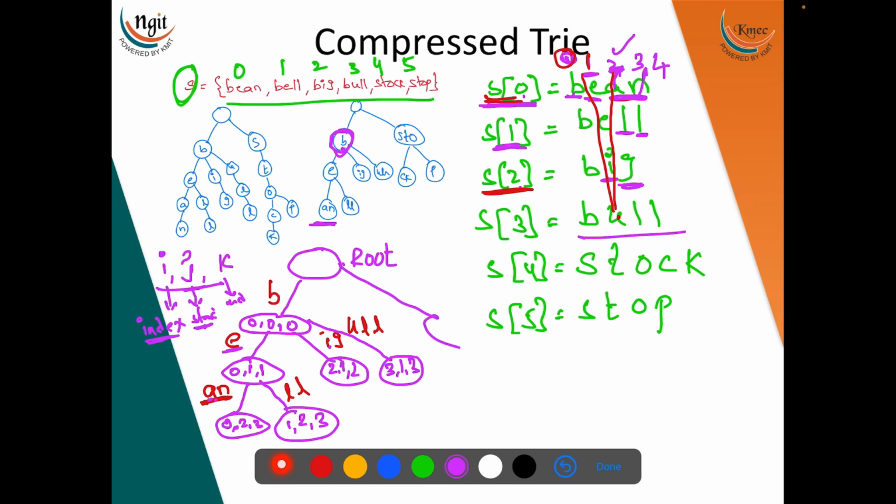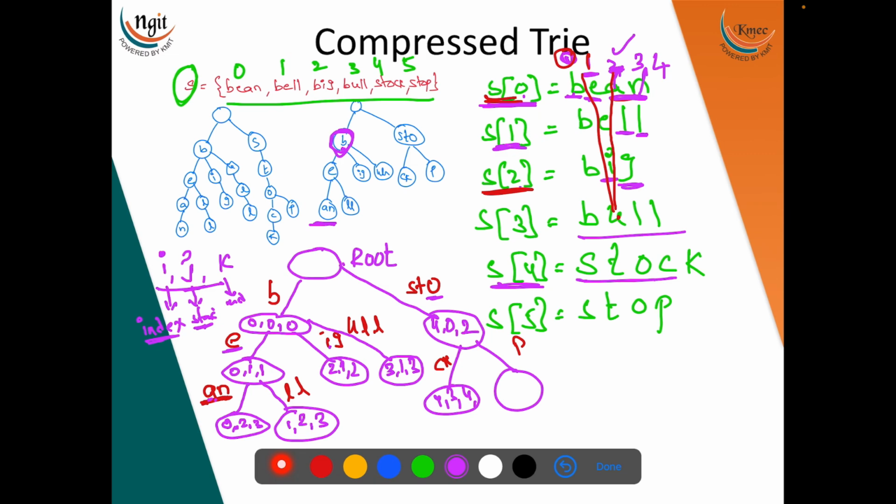Now the next is STO. Stock is in the 4th index. S has started in the 0th and ended in 2, so STO is 4, 0, 2. Now CK, and this is P. CK is from the 4th string, 3rd place, 4th place.